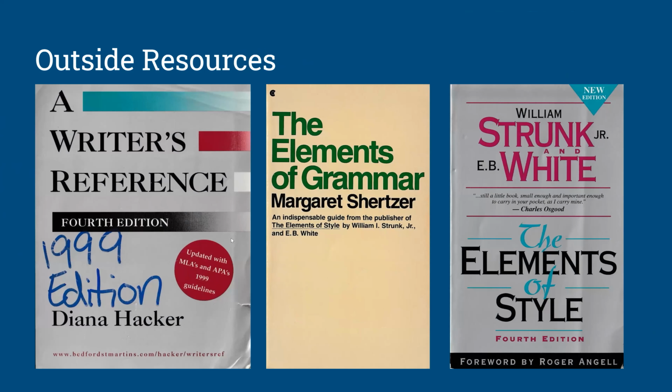Now, here's a list of outside resources I recommend. Of course, the ones I have are slightly older editions. Please, if you want to look up newer versions, go ahead. The Strunk and White Elements of Style is a great resource whenever you have to do a lot of writing. A Writer's Reference also comes in handy. It has a lot of tabbed sections and reviews a lot of mistakes people make. I've used it when I have to do a lot of in-depth writing or any corrections, and I want to double check myself. And The Elements of Grammar by Margaret Shertzer is another great resource. So feel free to look those up.